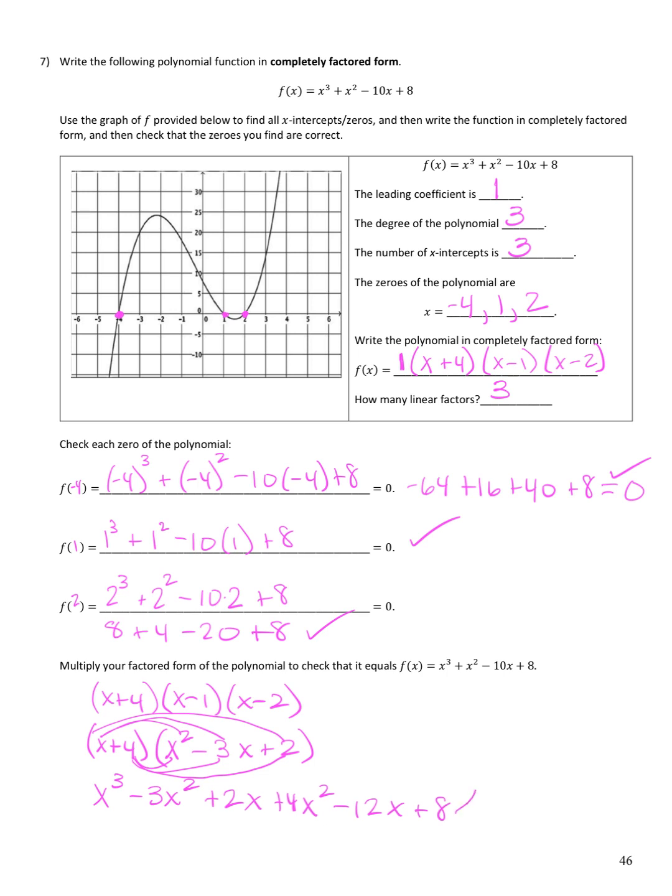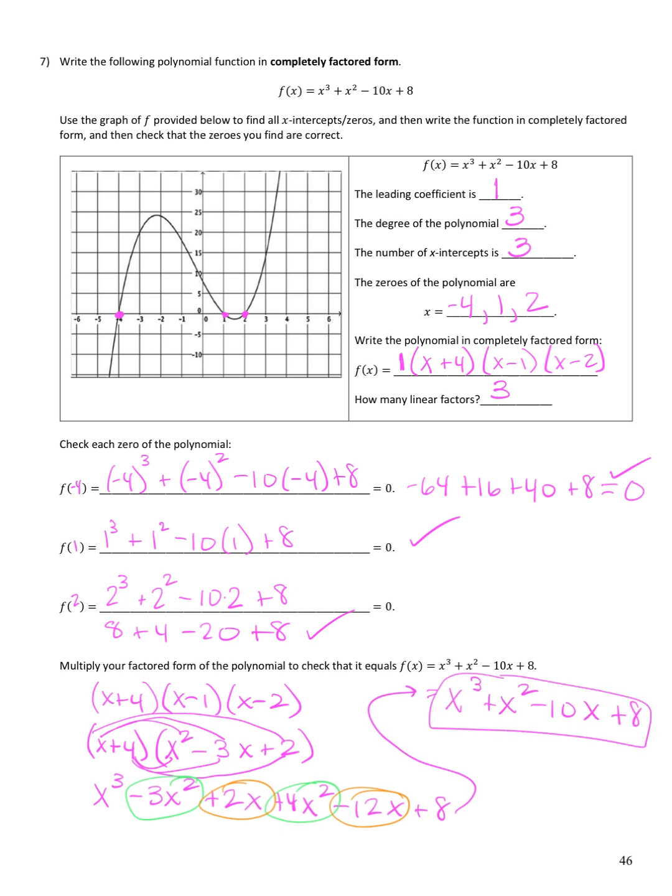Okay, when I combine like terms, I get x cubed. And let's see, my like terms, I have -3x squared plus 4x squared, which is plus x squared. And then for x terms, I have plus 2x minus 12x, which is minus 10x. And then a plus 8, which is exactly what I was hoping to get.